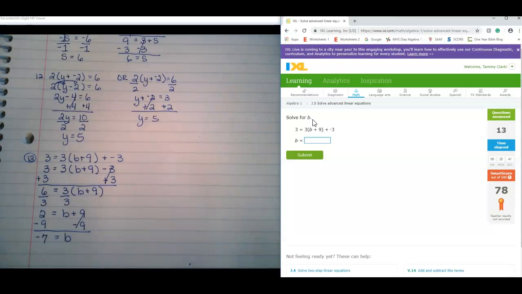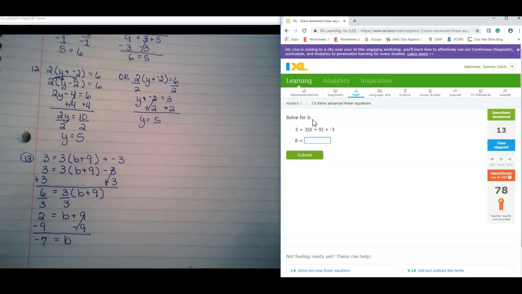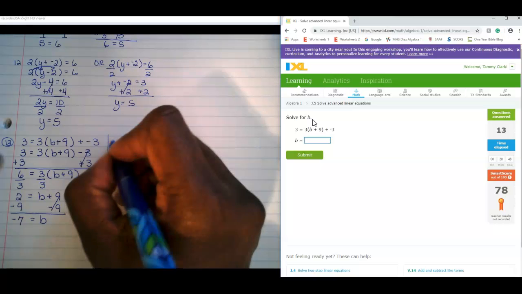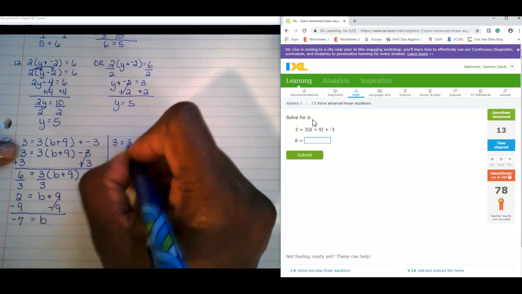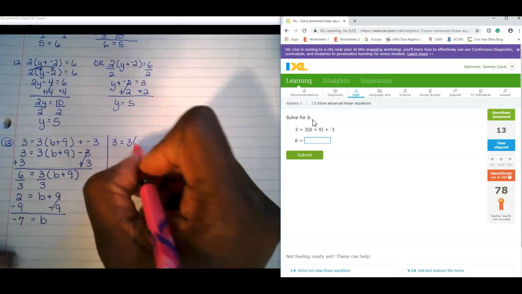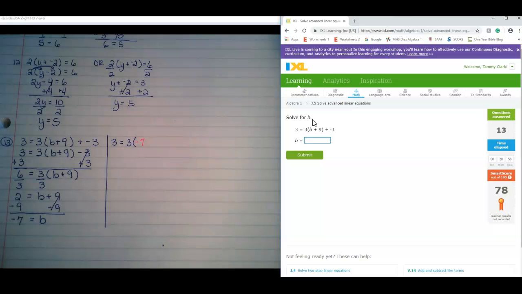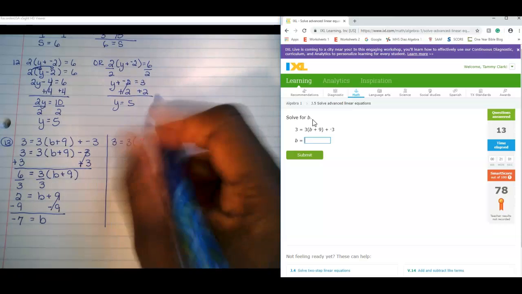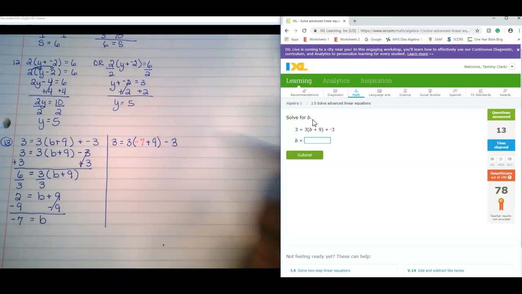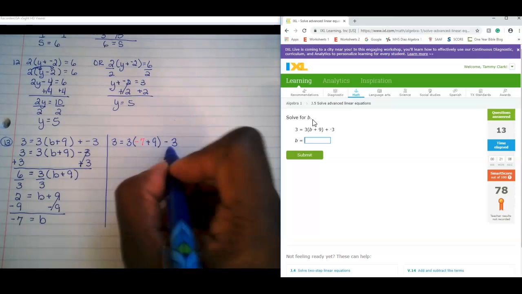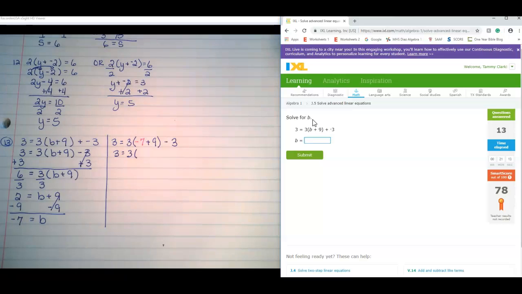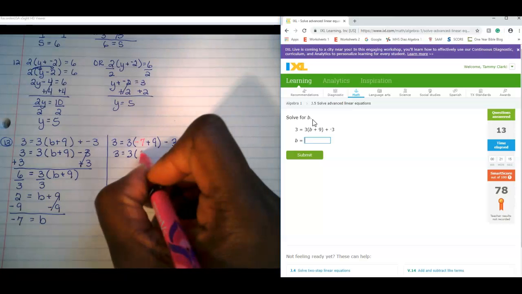Now with this one, because there was so much going on, I would like to go ahead and check it. So this is what I'm going to do. I'm going to substitute b, I said, is negative 7. So I'm going to put in negative 7 right here where b is, plus 9. And then I'm just going to leave this as minus 3. So now I'm going to do order of operations. I'm going to do what's in the parentheses first. So negative 7 plus 9 is positive 2.